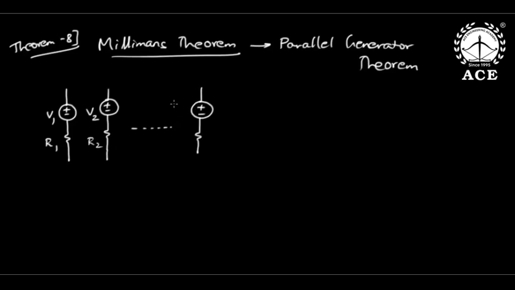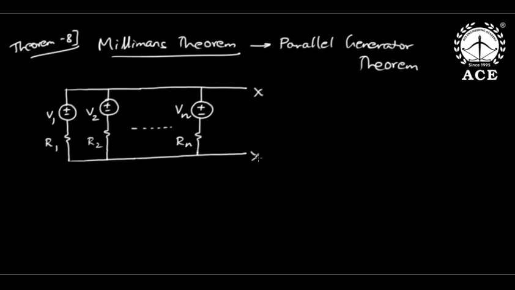Like that there are n generators in parallel, Vn Rn, between two terminals, let us say X, Y. Suppose there are n generators in parallel. I can simplify them into a single generator.